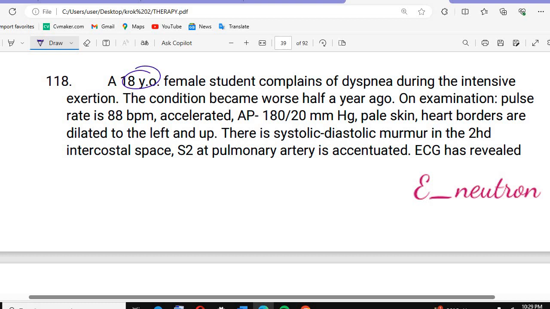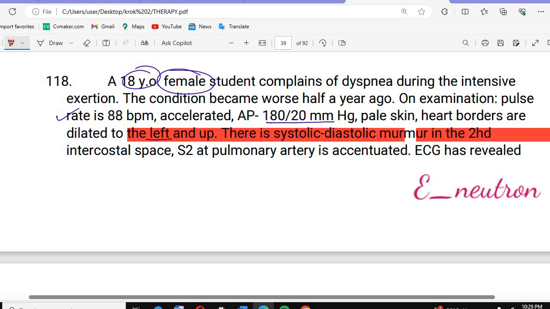An 18-year-old female student complained of dyspnea during intensive exercise. The condition became worse half a year ago. On examination, the pulse rate is 88, accelerated, BP is given, pale skin, heart borders are dilated to the left and up. There is a systolic-diastolic murmur, meaning the heart's problem is there in diastole too. So it can be aortic stenosis or regurgitation. S2 at the pulmonary point is accentuated. Accentuated means some emphasis on the sound.